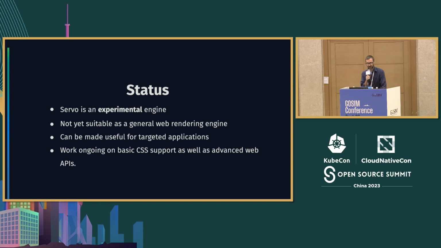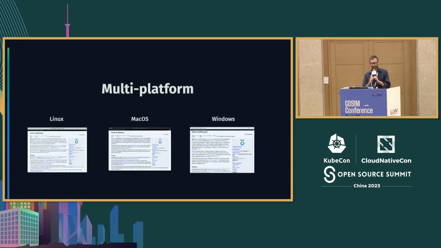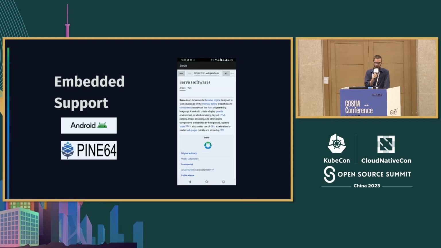Now, right now we're working on implementing support for the two hardest parts of CSS2, which are tables and floats. Floats is just about finished. But at the same time, we already have support for advanced web APIs. Servo works across multiple platforms: Linux, macOS, Windows, the major desktop platforms, as well as a bunch of other Linux-like Unixes. And Servo supports embedded platforms. We have support for Android and embedded devices that use Linux as their operating system. And we hope to expand to more platforms very soon.